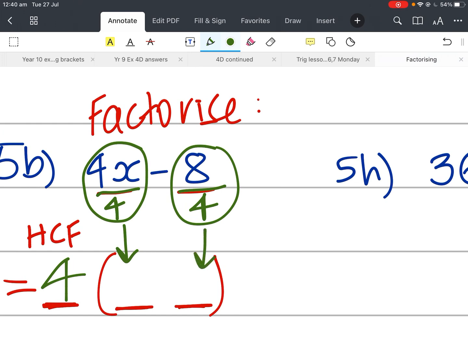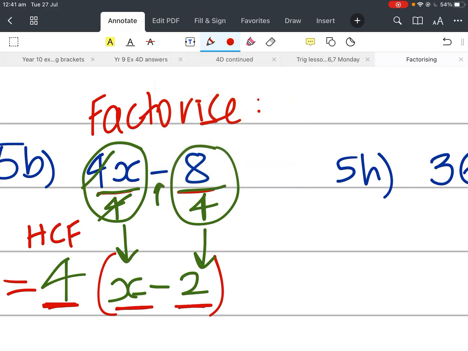So if I do 4x divided by 4, remember if the same number is on the top and on the bottom, you can cancel them out. What are you left with? Hopefully you said x. Next one, 8 divided by 4. How many 4s fit into 8? Hopefully you said 2. What's the sign in the middle? It's a minus, so put a minus in. That's it. Okay? All right, let's try the next one.